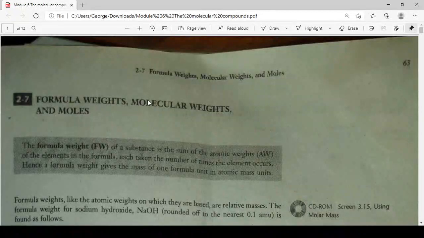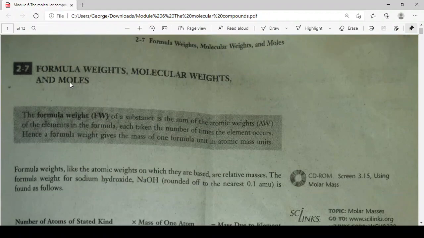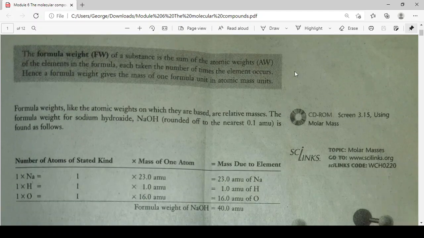So kids, today we will discuss molecular compounds and formula weights and their moles. First, what is formula weight? The formula weight of a substance is the sum of the atomic weights of the elements in the formula, each taken the number of times the element occurs. Hence, a formula weight gives the mass of one formula unit in AMUs, or atomic mass units.